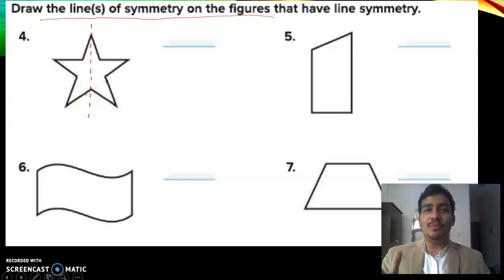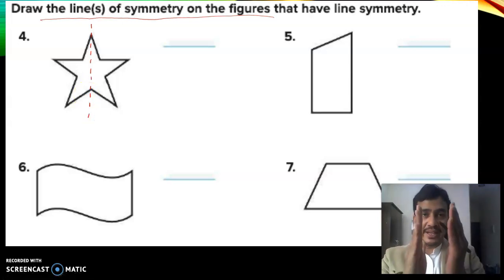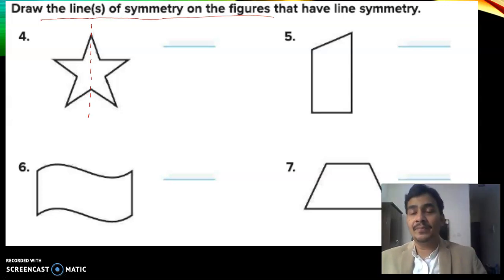As you can see, on both sides of the line, the star is the same. So hence this is a line of symmetry. Is that okay? But actually, you can draw many lines of symmetry to this. Frankly speaking, you can draw the line of symmetry like this also.